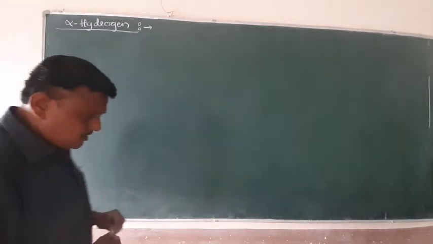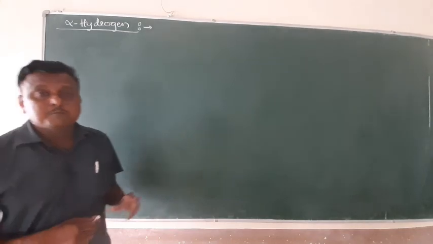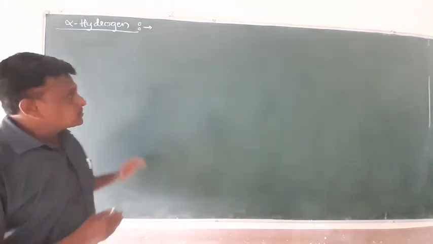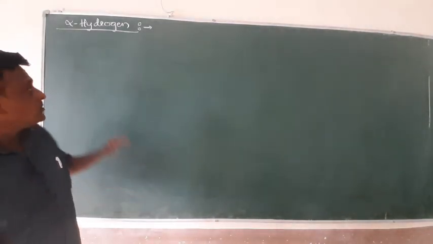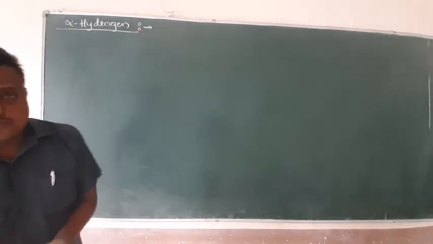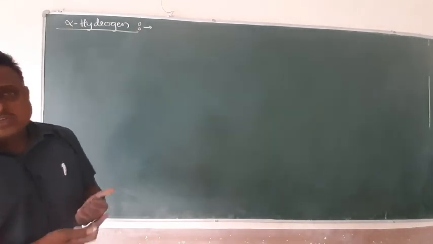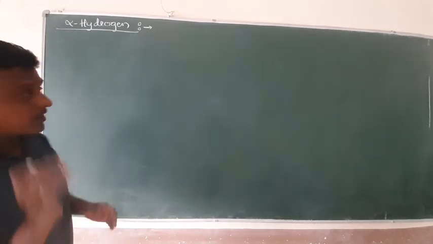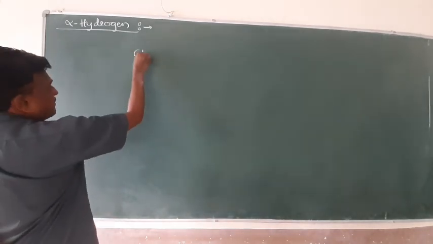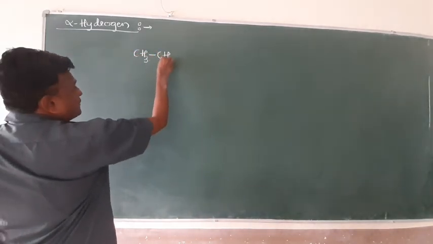Welcome to everyone. Now we move on to the simple, important concept of the chapter aldehydes and ketones, meaning alpha hydrogen. So first we need to know what alpha hydrogens are and where they are located. Dear friends, we have considered examples from your syllabus.